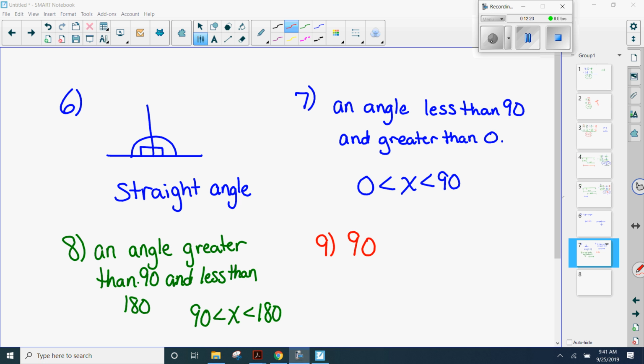What's the degree measure of a straight angle? 180 degrees. It's a straight line. So number 11 says, how many degrees are in a circle? 360. 360 degrees.